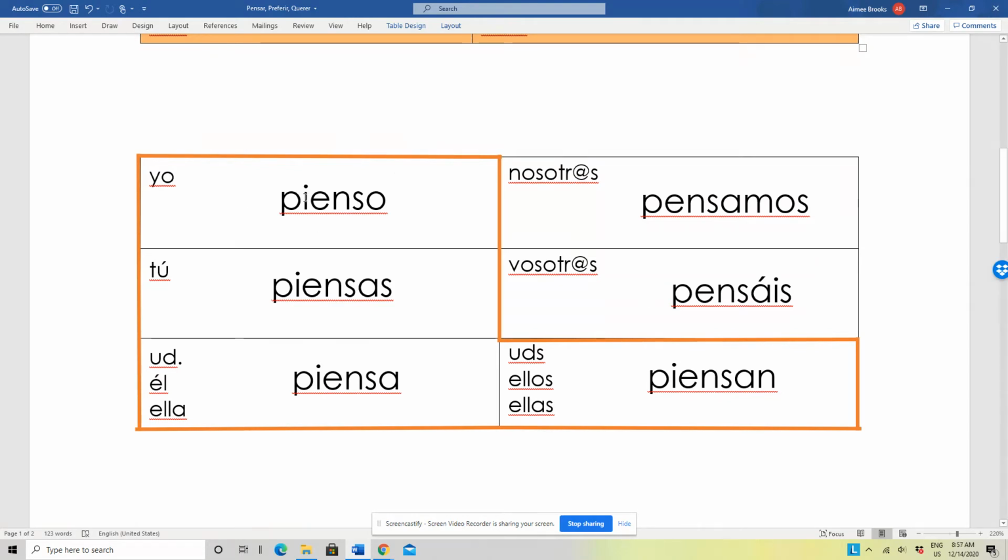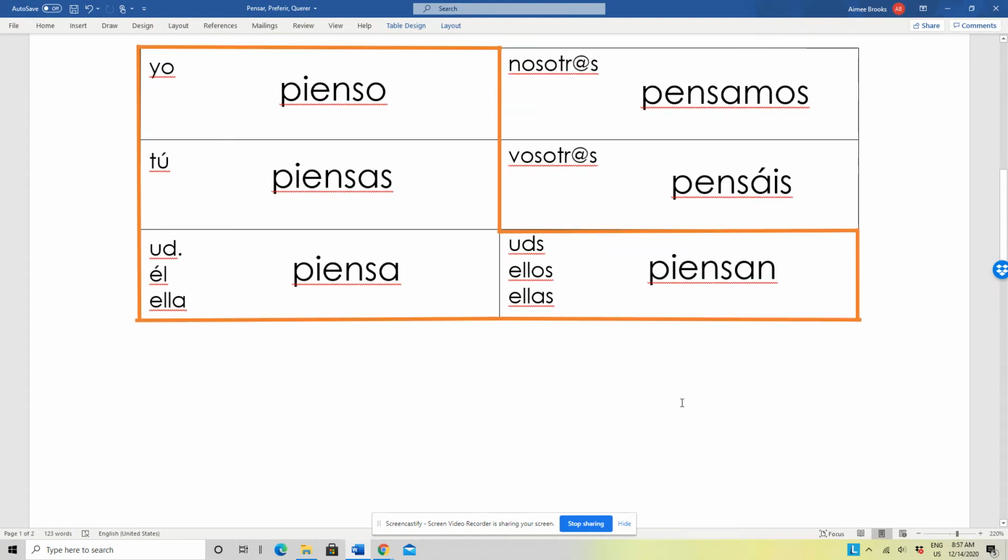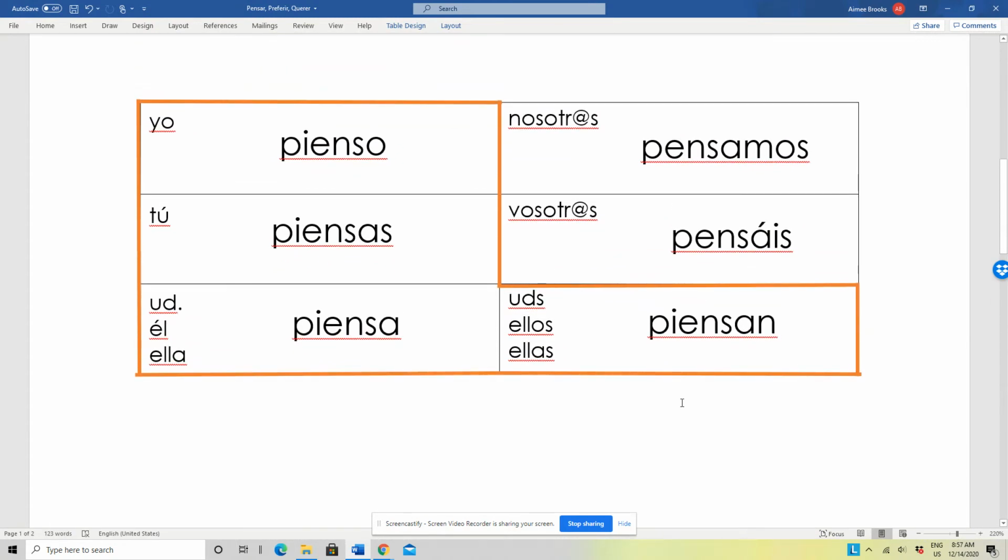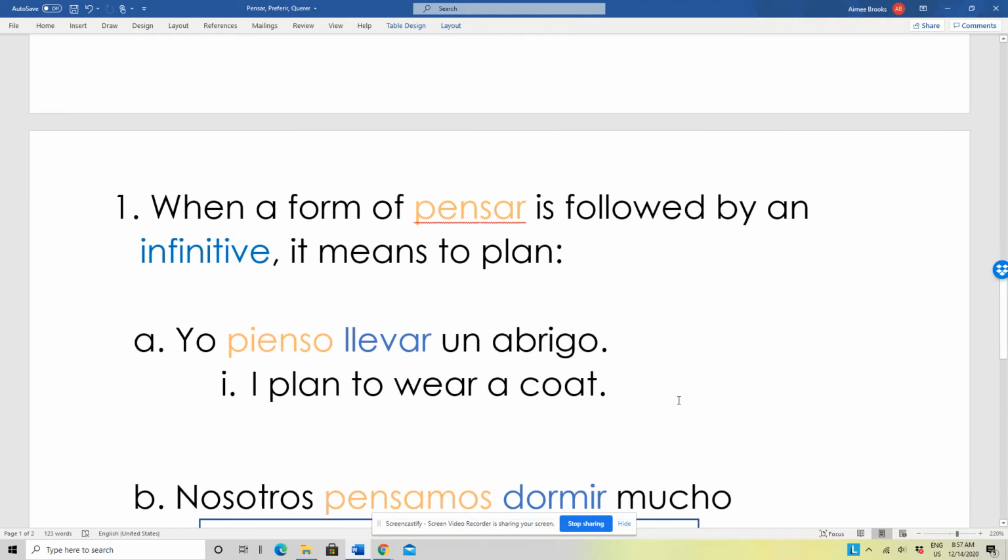These can either mean I think or I plan, you think or you plan, he or she thinks or plans, we think or plan, y'all think or plan, and they think or plan. Make sure that your spelling is correct. Sorry, I should have taken off those spell checks on Word.